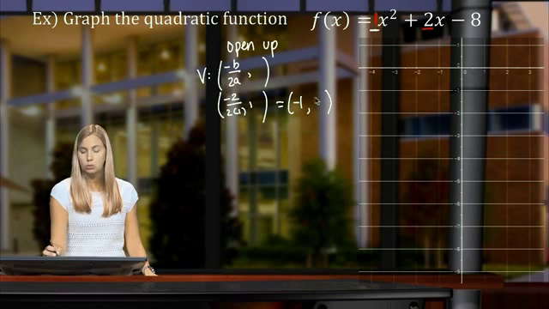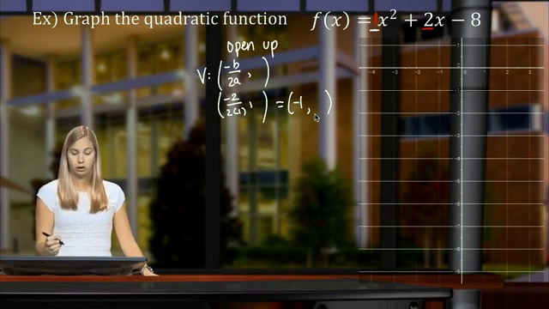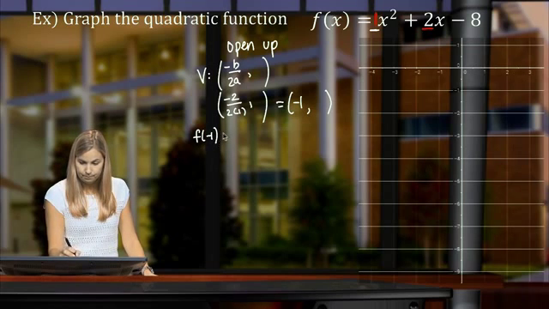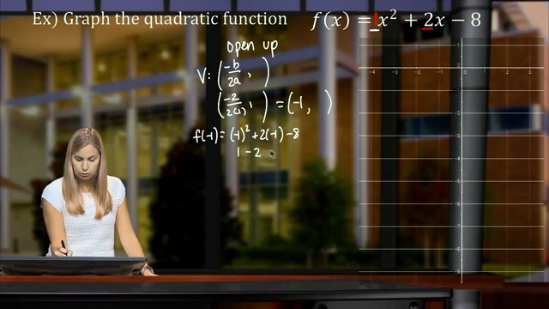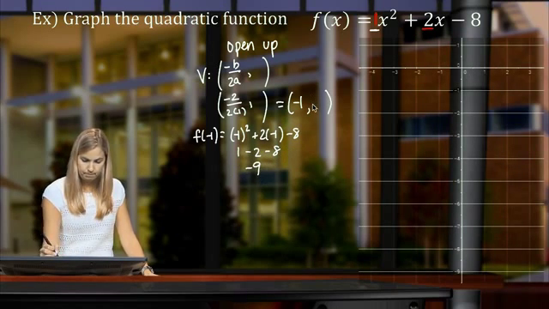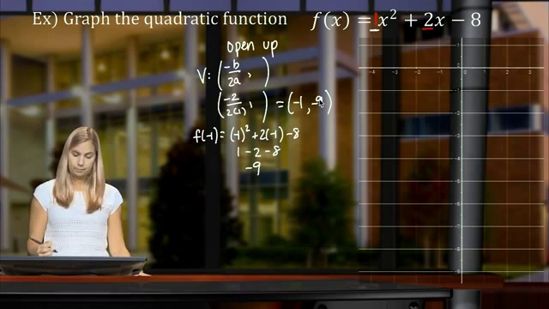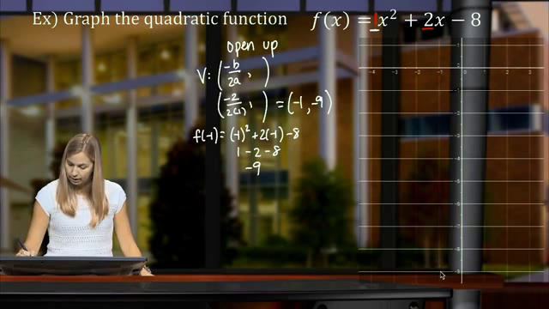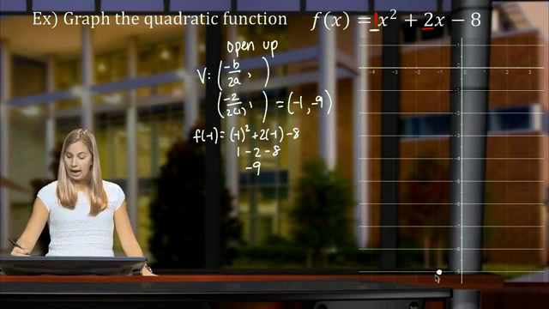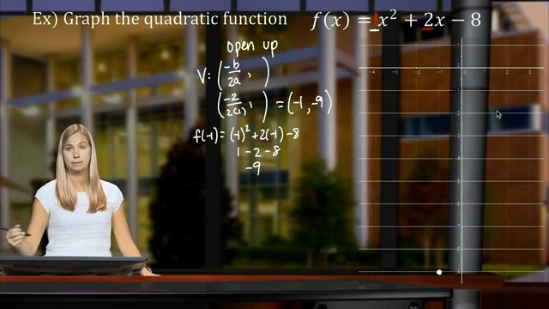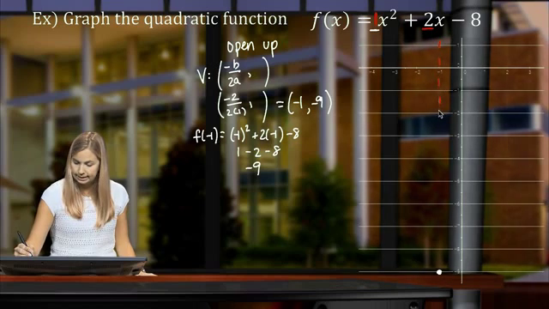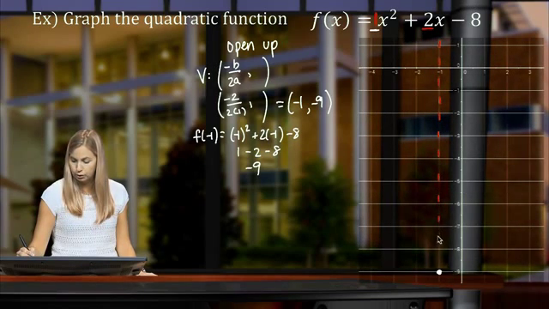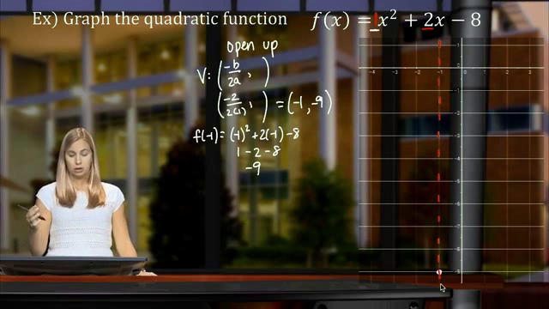And to find the y value, I'm going to take that value of negative 1 and plug it into my function. So we have negative 1 squared plus 2 times negative 1 minus 8. This is 1 minus 2 minus 8, or negative 9. So my vertex is at negative 1, negative 9, all the way down here. And I know that my graph is going to open up like this, if you can see my cursor. Now, I'm going to go ahead and emphasize this axis of symmetry again. That axis of symmetry goes through your vertex, and it's going to act as a mirror.